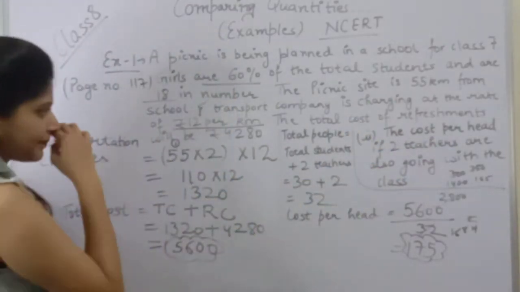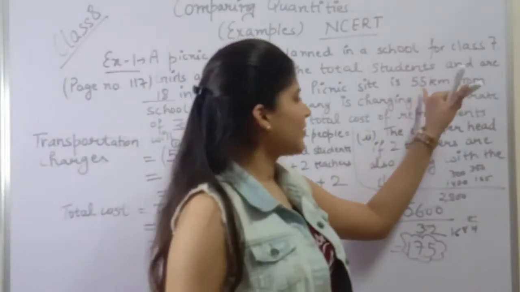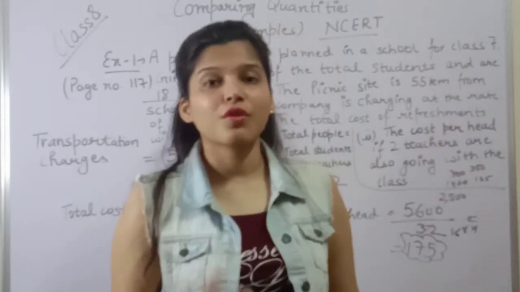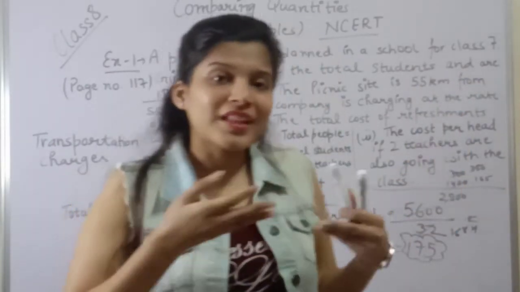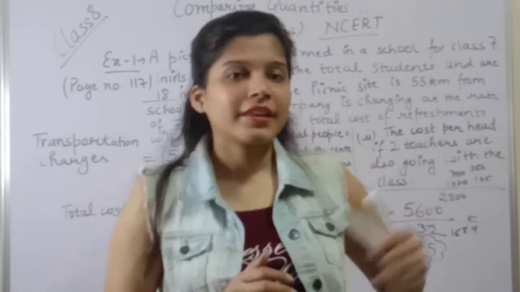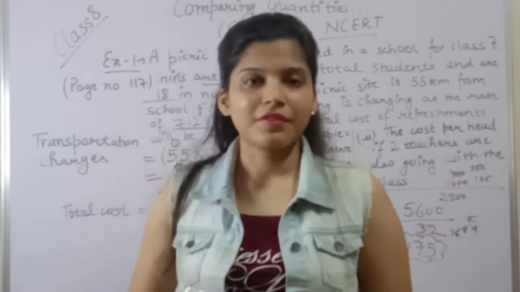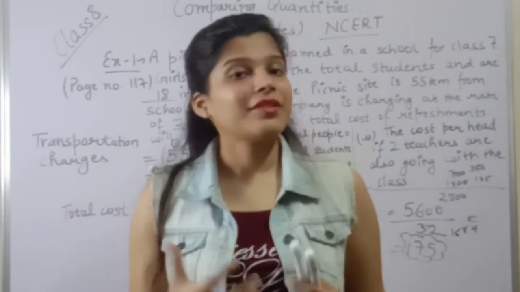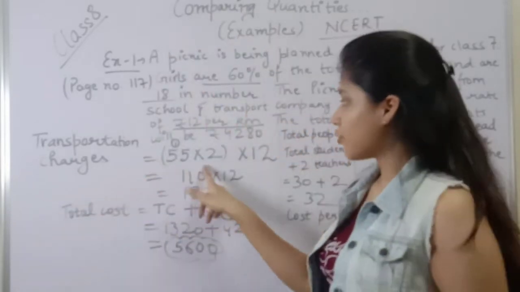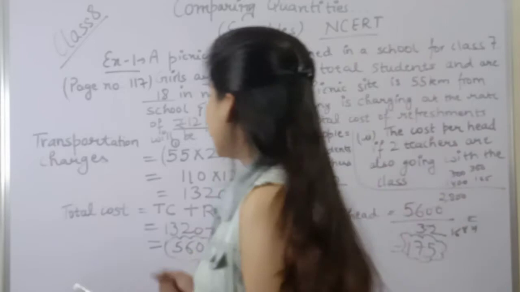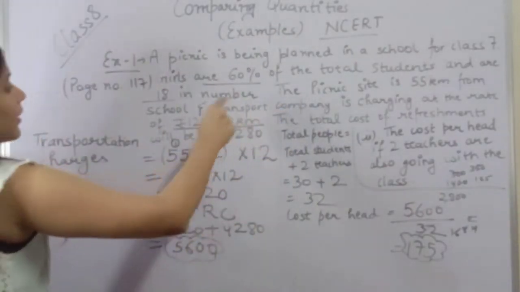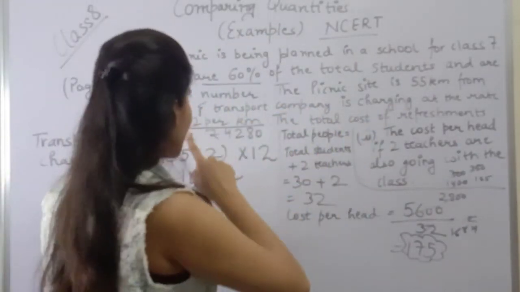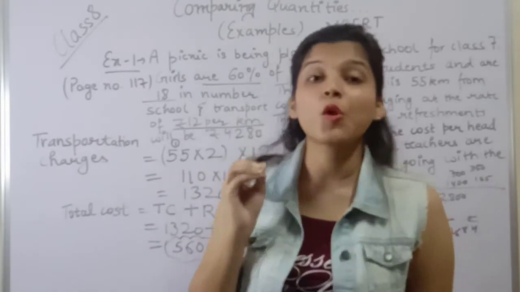So now we know that the picnic site is 55 kilometers away from the school, but that's one side. One side will take 55 kilometers, but they will also come back, right? So 55 into 2. Okay, then it is also said that the transport company is charging at the rate of 12 rupees per kilometer.